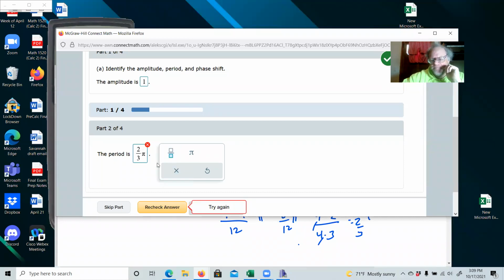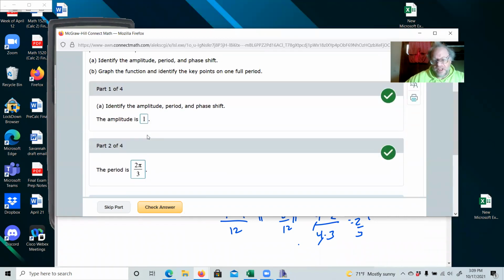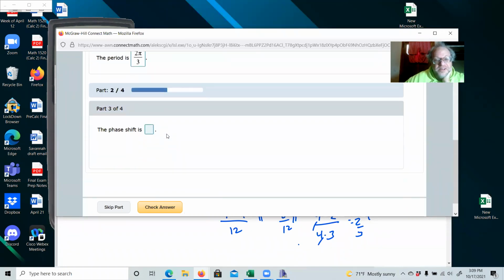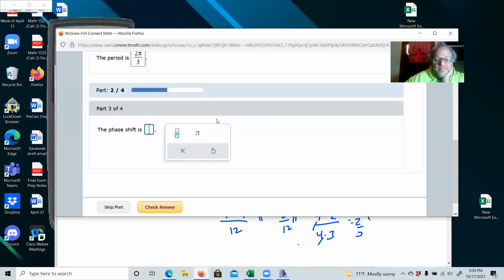I wonder if they want it here. Oh, you people. Not you. The Connect people. Like 2/3 pi versus 2 pi over 3. Those are the same thing. How dare you? Okay, phase shift is pi over 12.